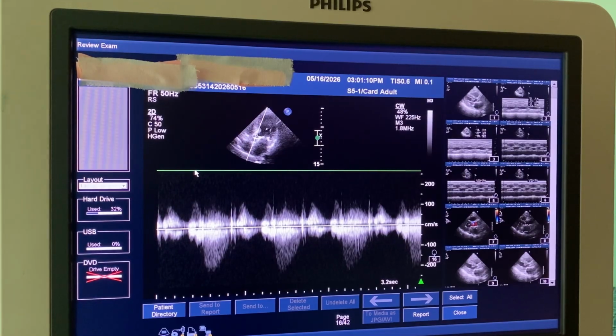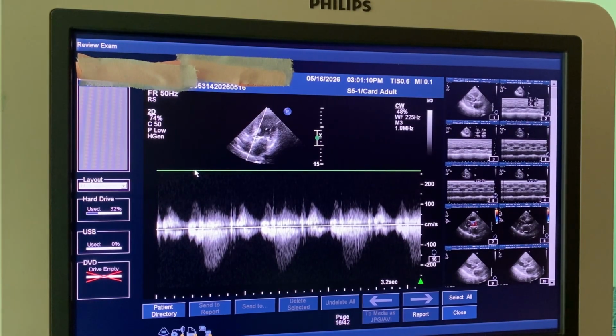It may be a long video, we may not finish everything. But first thing is we've confirmed the valve is not opening very well. Next is to see how severe it is. We are going to do it by finding the velocities. The next, gradients. Next, valve area. Next, Doppler velocity index.